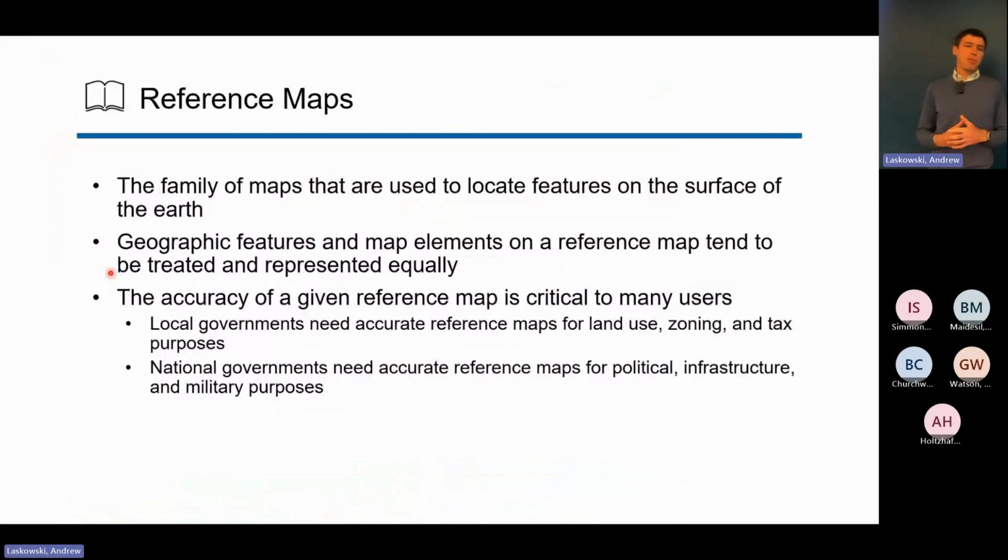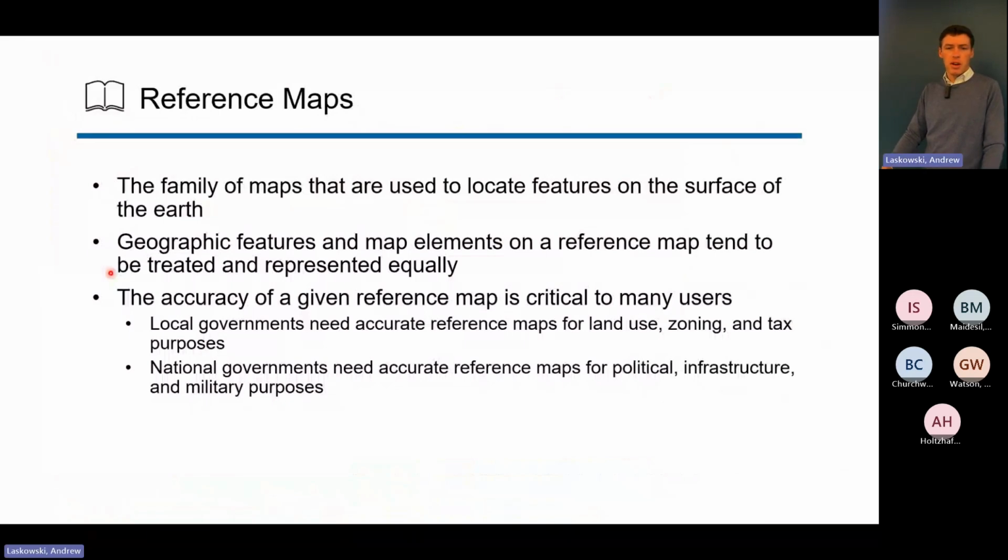So I just gave you some examples of reference maps and their history. Of course, we are making them constantly. People are flying drones to get really good high-resolution imagery. That could also be considered a reference map. So these are the family of maps that are used to locate features on the surface of the Earth or navigate between them.